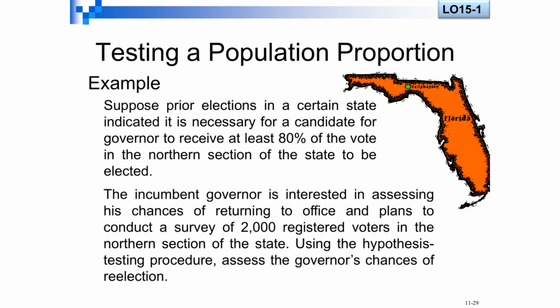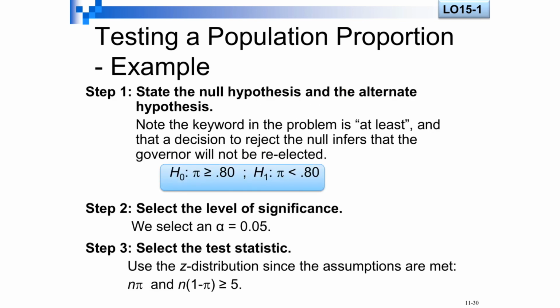So imagine that prior elections in a certain state indicate that it's necessary for the candidate for governor to receive at least 80% of the vote to be re-elected. So the governor is interested in assessing his chance of returning to office and plans to conduct a survey of 2,000 registered voters. Using the hypothesis testing procedure, assess the governor's chance of re-election.